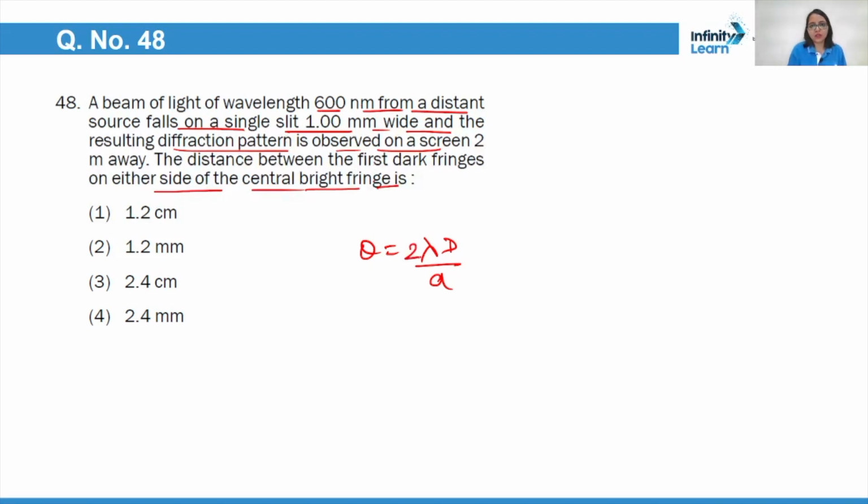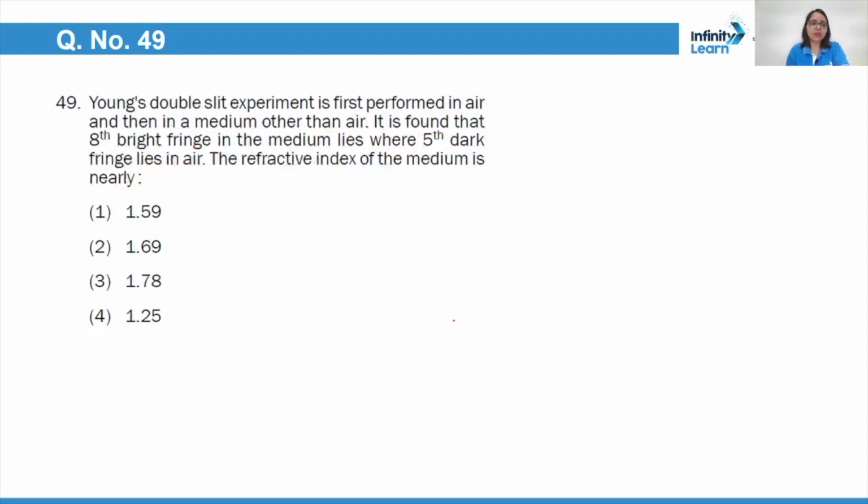So theta into D will be the distance between the fringes over here. 2 lambda upon a will be the angular separation, right? So D theta will be the distance over here. So this will be 2 into 600 into 10^-9 into D, which is 2, divided by a, which is 10^-3. So after solving this, we'll get our answer as 2.4 millimeter. Question number 49. We have Young's double slit experiment.